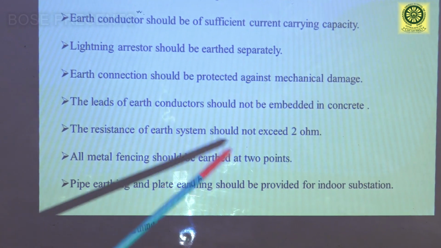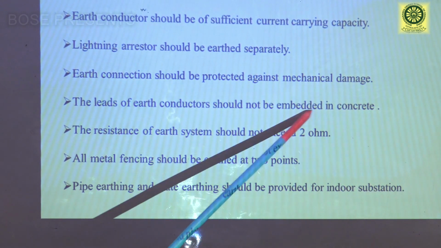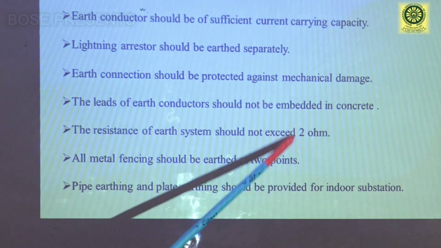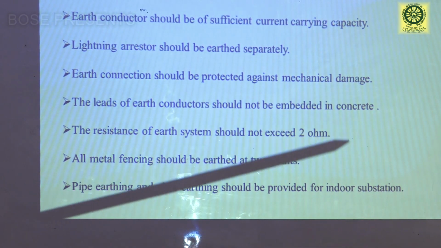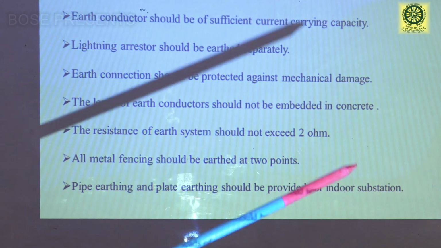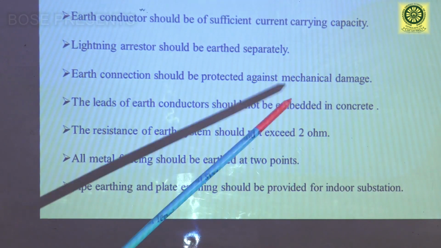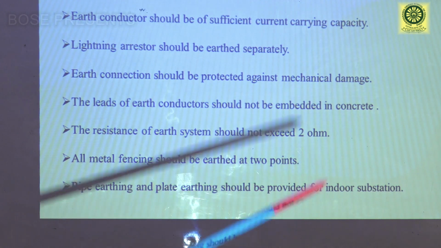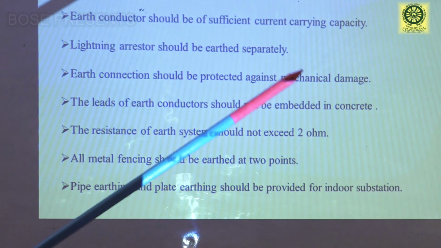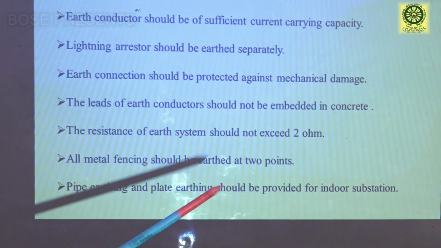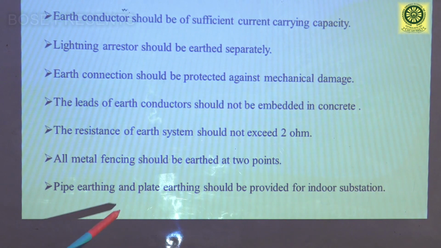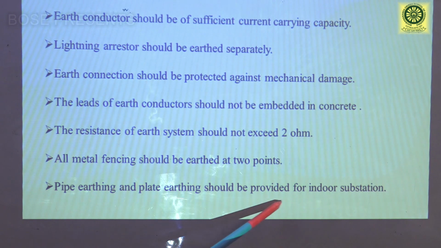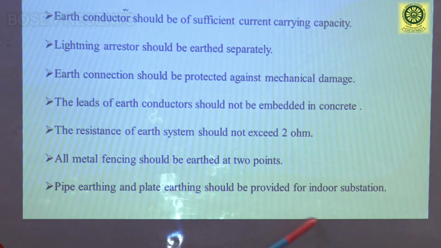The resistance of the earth system should not exceed 2 ohm, because 2 ohm is the maximum. It will be good and effective if the earth resistance is less than 2 ohm, so that if any fault occurs, the high current will be easily grounded. All metal fencing should be earthed at 2 points. Pipe earthing and plate earthing should be provided for an indoor substation.